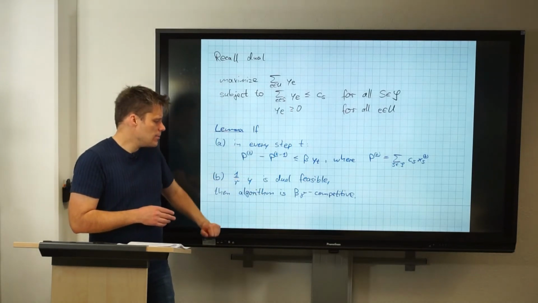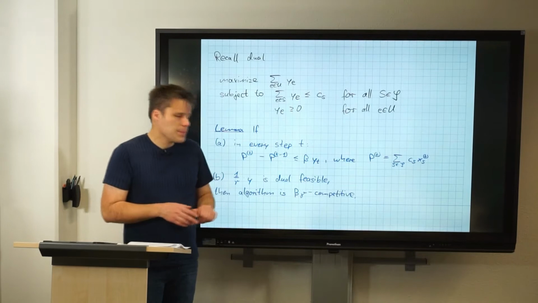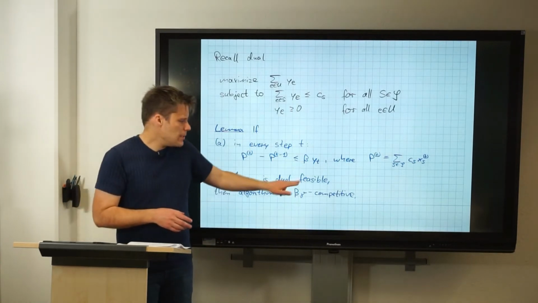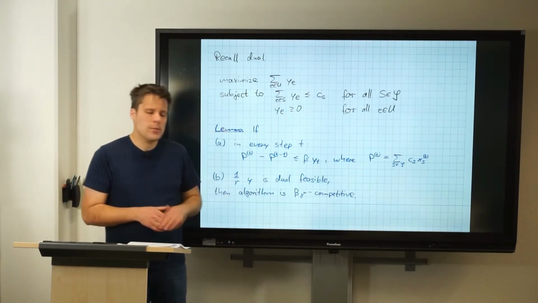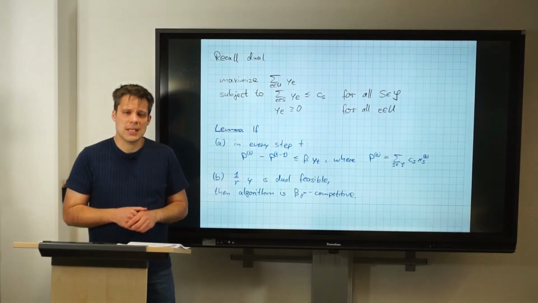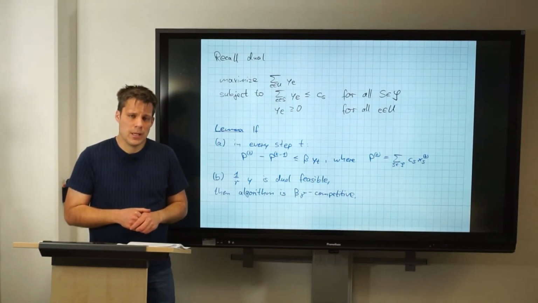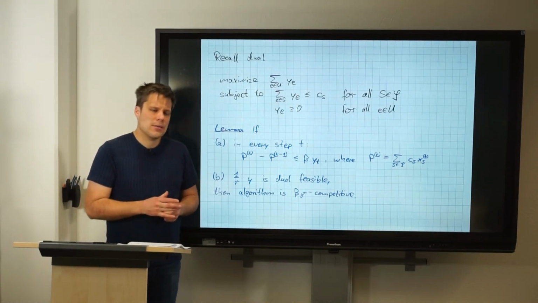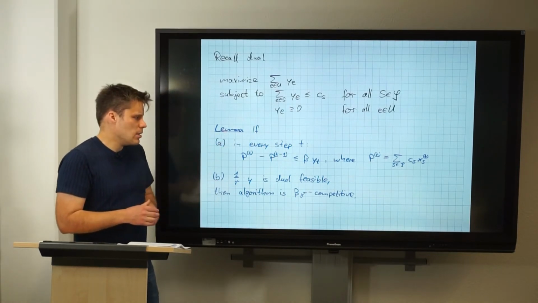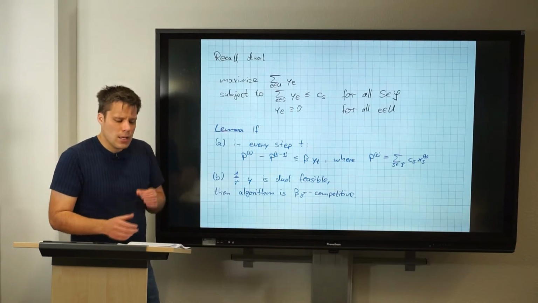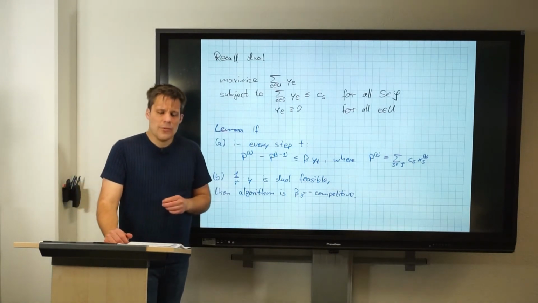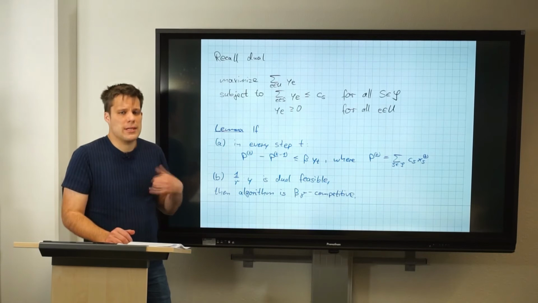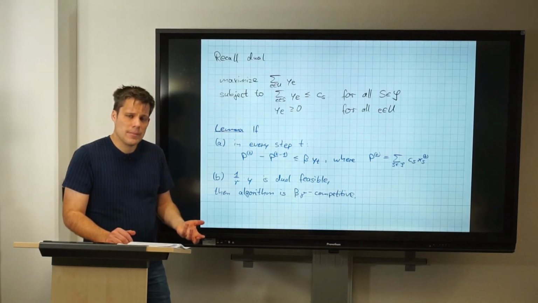And in combination, if we have both of these things fulfilled, then we are beta times gamma competitive. And our goal today will be to design algorithms which make use of this lemma. And we'll do this first for the fractional ski rental problem.